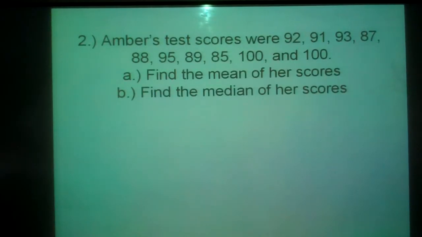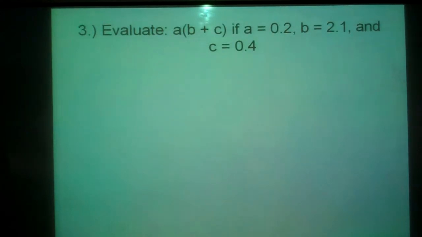Alright. Number 2 is a mean and median question. Remember, for the mean, we're going to add up all the scores and then divide by how many there are. For the median, we're going to put the scores in order, and it'll be the middle score. Number 3, an evaluation problem. All we have to do here is plug in the numbers for the letters. So this will actually read 0.2 times this quantity. So we're going to add 2.1 and 0.4 first, and then multiply it by 0.2. Okay? Remember, do what's in the parentheses first.